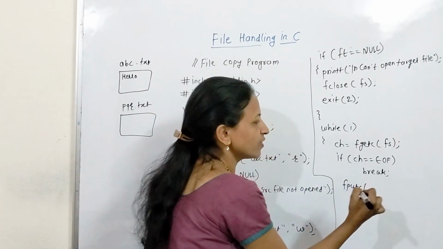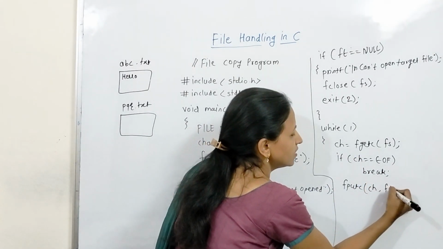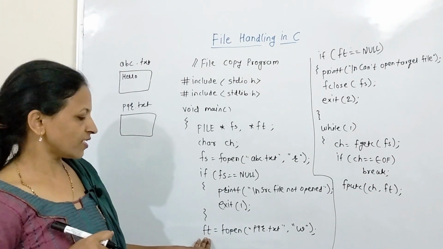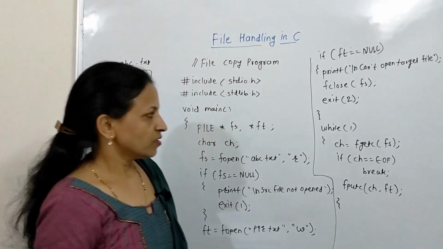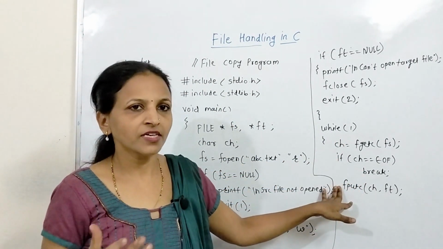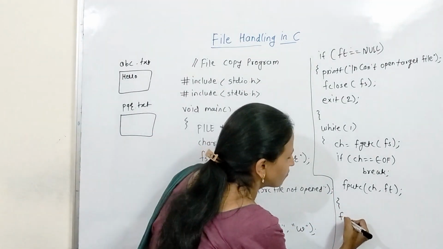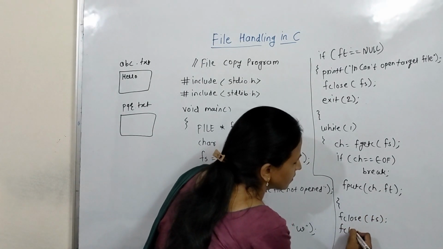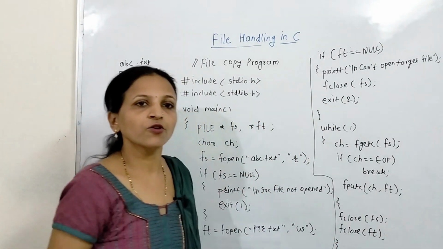fputc. Here first we have to pass that character, that is ch, and then the next one is in which file? The target file, and the pointer pointing to the target file is ft. Getting? That's it. Now we have copied all the contents from the source file to the target file. Here both the files we have to close now using the fclose function, like fclose fs and then fclose ft. In this way we can do the file copy program.